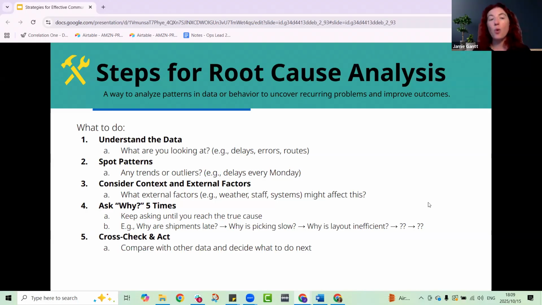And then just ask that why question. Why are the shipments late? Why is picking slow? Why is the layout inefficient? What is happening? And then you want to cross-check that with the data. Do the numbers match the patterns that I'm seeing? Do the numbers match the behaviors that I'm seeing? What's going on here? And then you want to start to take action. And so that is root cause analysis. That is our analytical thinking. Does all of this make sense? Let me know if you have any questions or if anything is not quite landing.